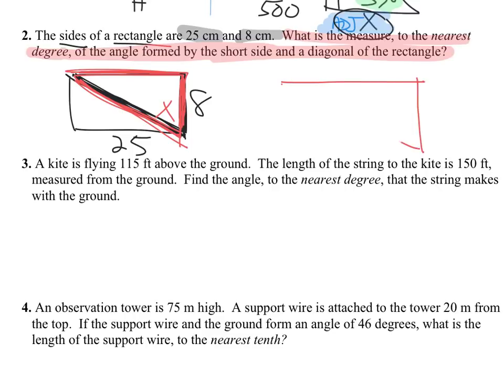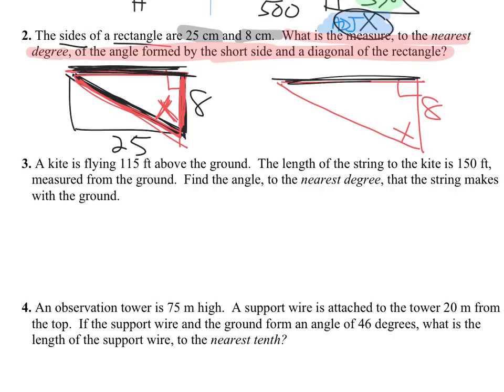Now, what do I know about this red upside down triangle? Well, I'm trying to solve for x. I know this side is 8. I know I have a rectangle, so I have 4 right angles. But I'm also going to know this top side is going to be 25 because opposite sides of a rectangle are equal or congruent. So this is the diagram that I'm going to use to solve this problem.